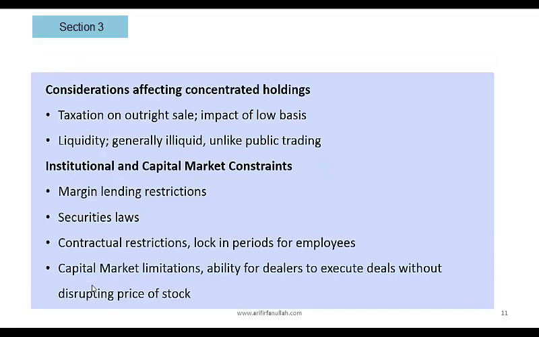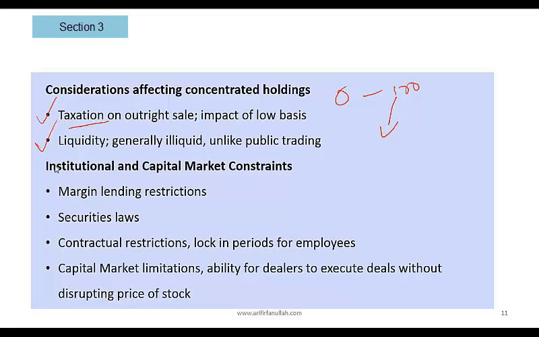Now, let's look at considerations that affect concentrated holdings. Now, there are two considerations. I think this is also part of the learning outcome. One is taxation. Taxation is very relative. I mean, if you have a company that started with nothing and now is trading at $100, and now you want to sell it, there is a tax impact. So I think they've kept putting the same point. I think this ties in with the previous reading, but because this is a new reading, they've mentioned it again here.